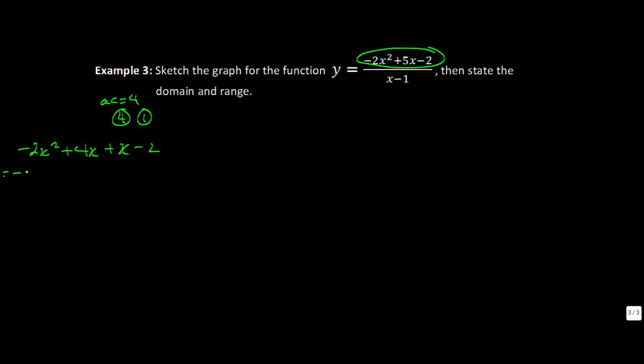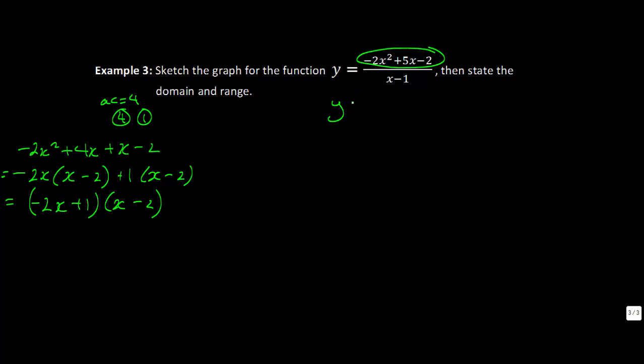What can you factor in the first two terms? You can factor a negative 2x, which gives me an x minus 2, and an x minus 2 right here, which of course gives you a positive 1. So my two factors are negative 2x plus 1 and x minus 2. Okay, so I can rewrite this function as y is equal to negative 2x plus 1, times x minus 2, all over x minus 1.